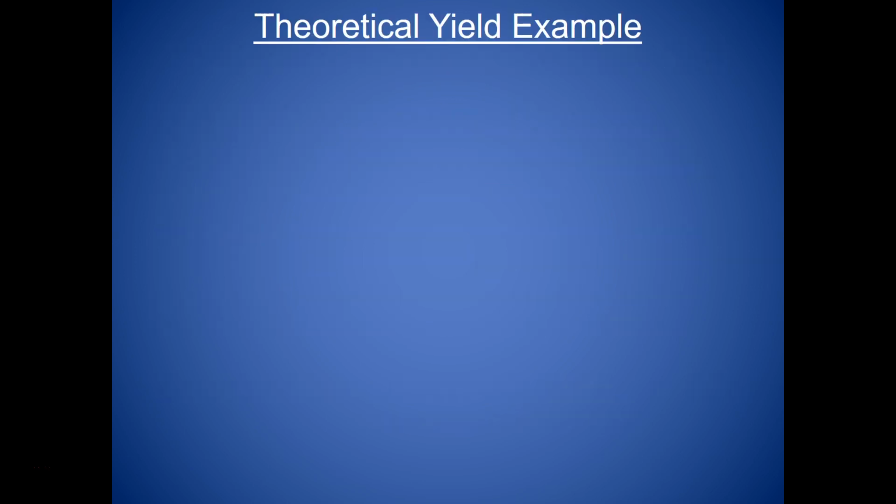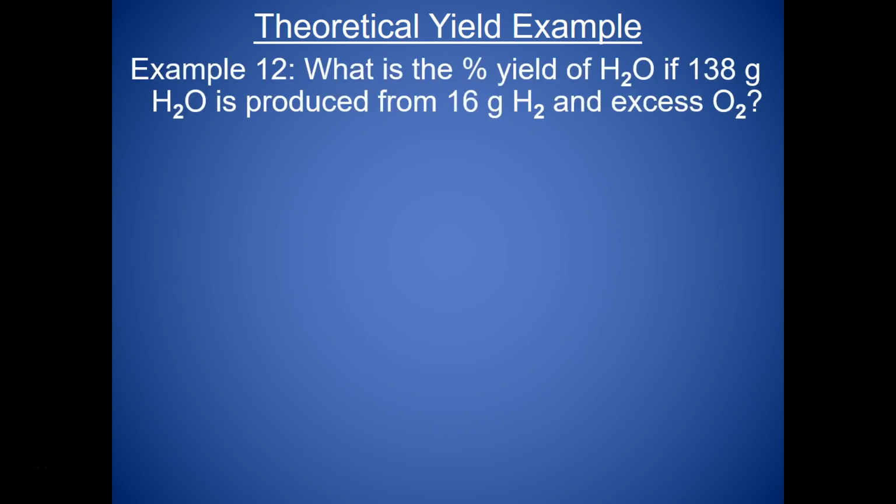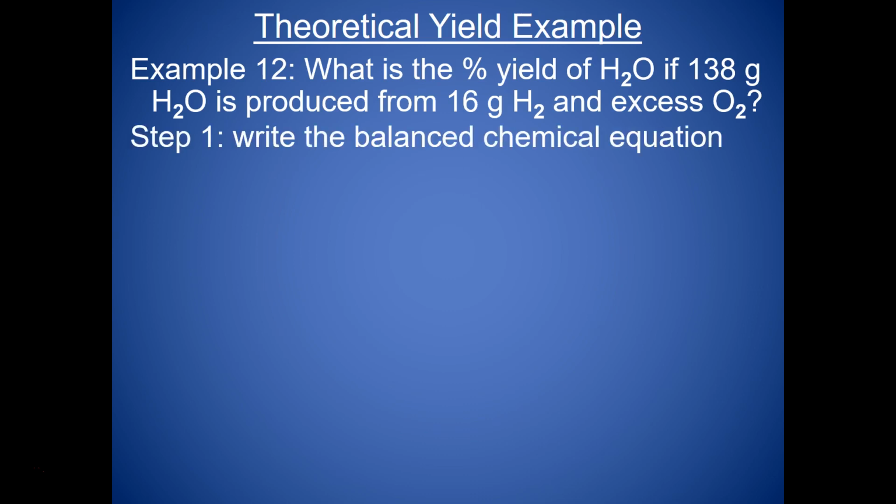So let's look at a theoretical yield example. You are told: what is the percent yield of H2O if 138 grams of H2O is produced from 16 grams of hydrogen and excess oxygen? Okay, so our first step is that we need to write that balanced chemical equation. 2H2 plus O2 produces 2H2O. You could have done that.